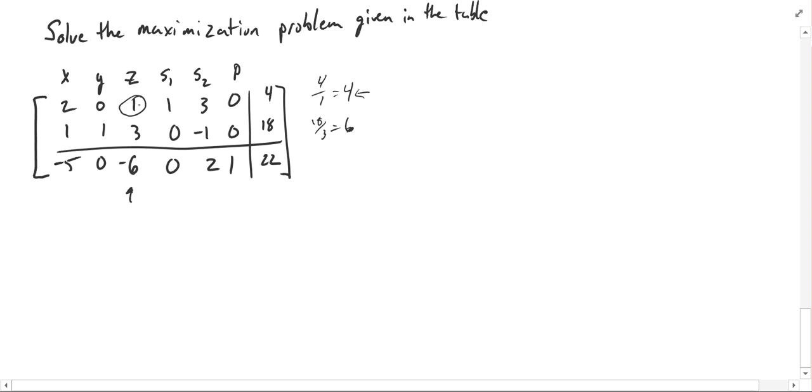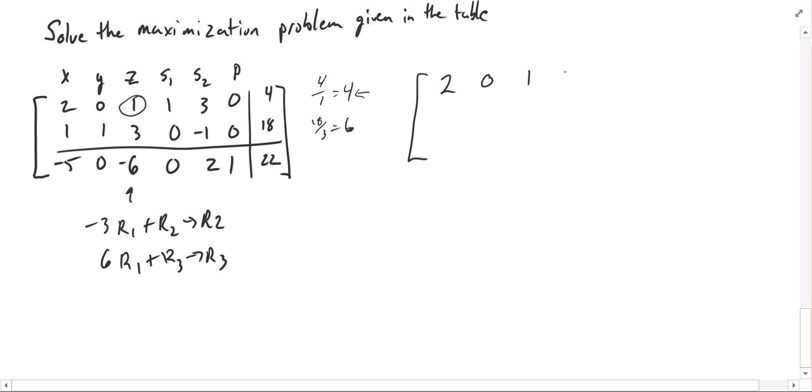Now what I want to do is use that 1 to create zeros in that Z column below the 1. So I'm going to take -3 times row 1, add it to row 2, and put it into the row 2 spot. That will give me a 0 where that 3 is. And the other operation I'm going to do is 6 times row 1 plus row 3 and put it into the row 3 spot. Alright, and I'm going to go ahead and write that over here. The top row is going to stay the same. I'm not really modifying it at all.